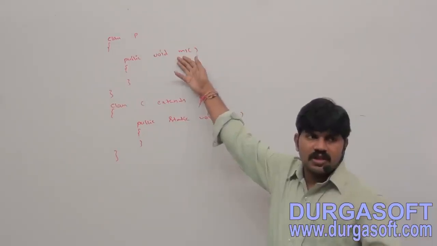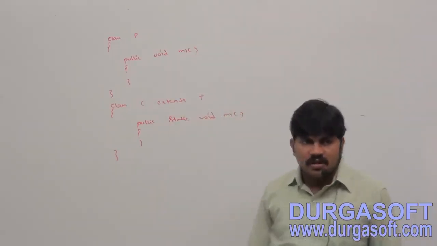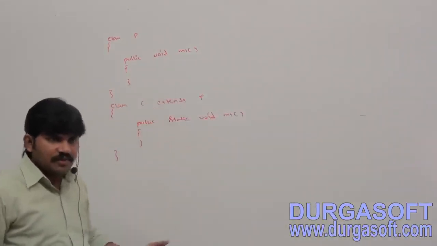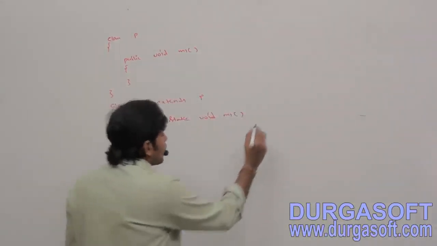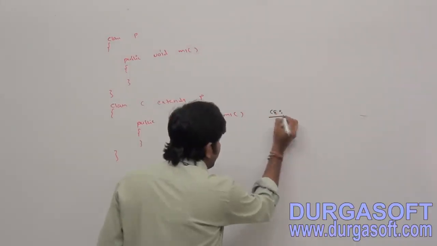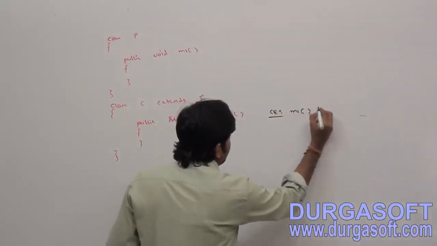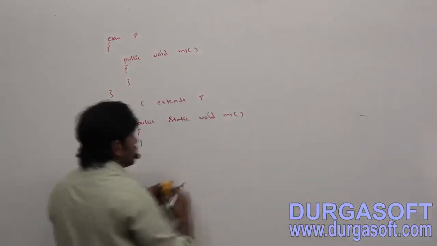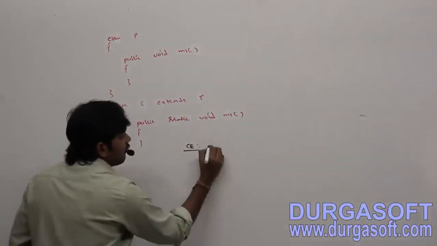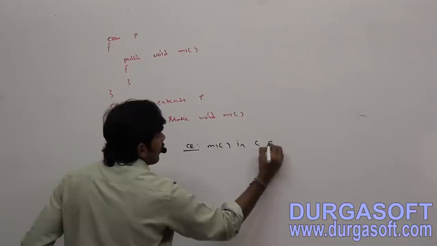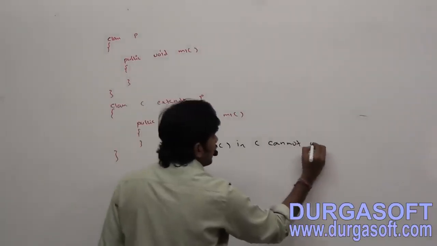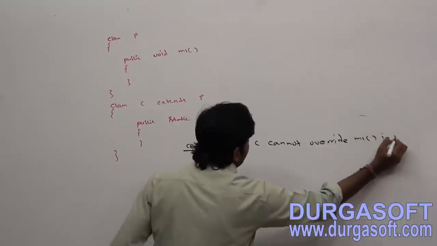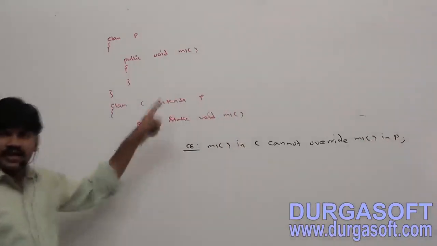Just now I told you the different levels. Instance method means object level. Static method means class level. How can the object level method be overridden with the class level method? Immediately we are going to get a compile time error saying m1 in C cannot override m1 in P.